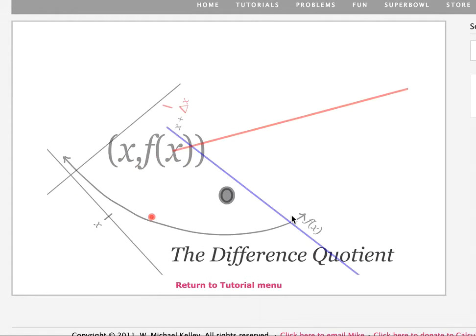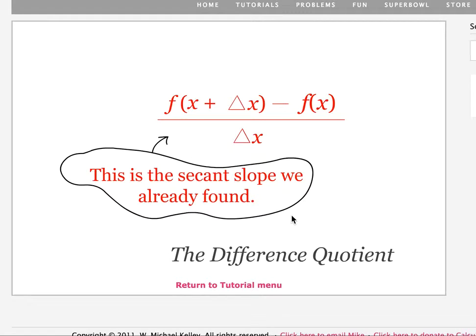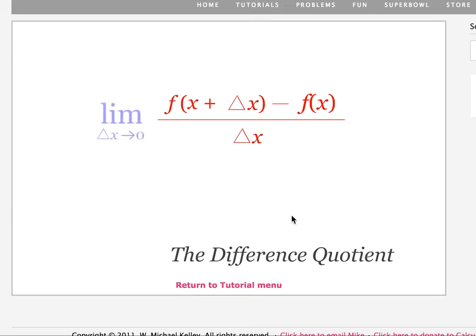We want delta x to be as small as possible. So therefore I need to make a small adjustment to my secant slope. Remember, that was f of x plus delta x minus f of x all over delta x. But we want to specifically say that that delta x needs to be as small as possible so those lines basically overlap. And to do that, we'll use a limit.